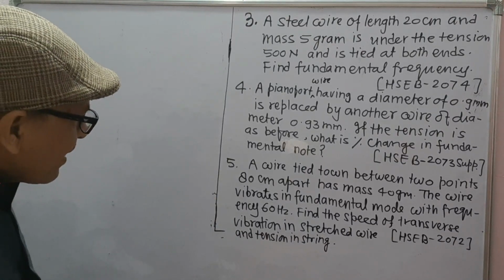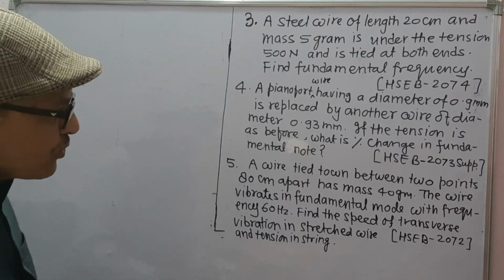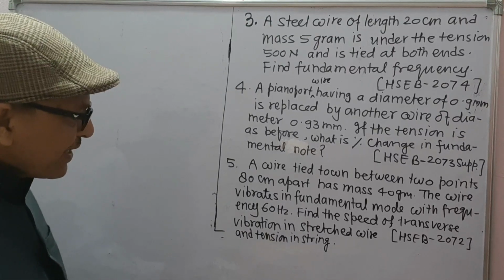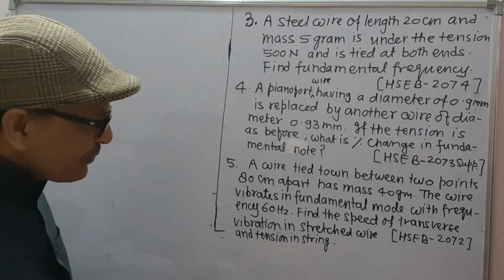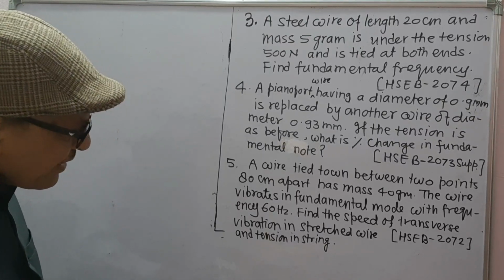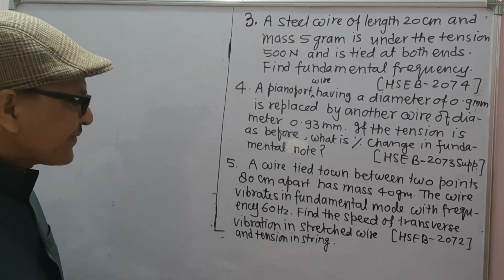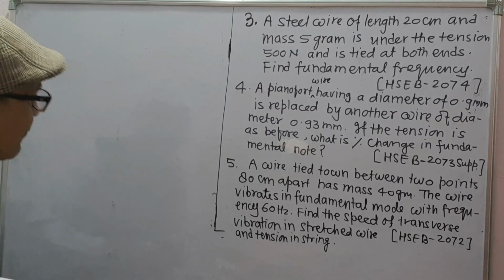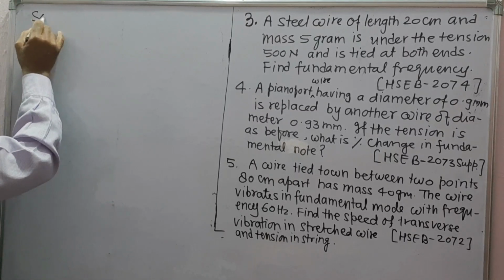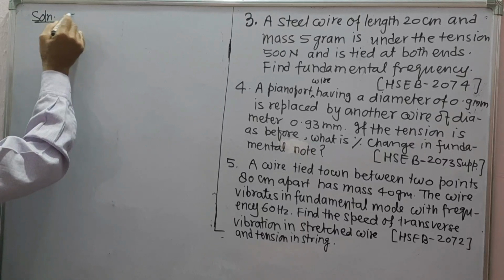Question number 5. A wire tied down between 2 points 80 cm apart has mass 40 gram. The wire vibrates in fundamental mode with frequency 60 Hz. Find the speed of transverse vibration in the wire and the tension in the string. Solution to question 5.